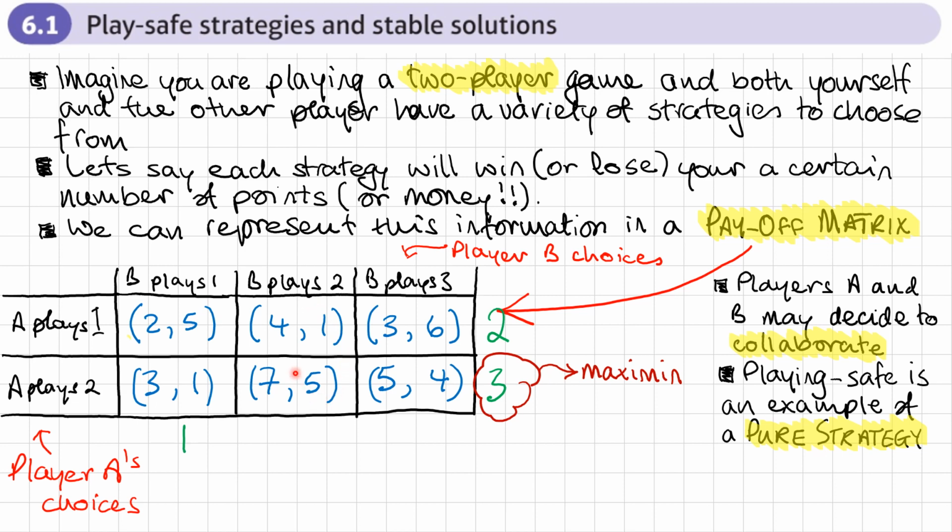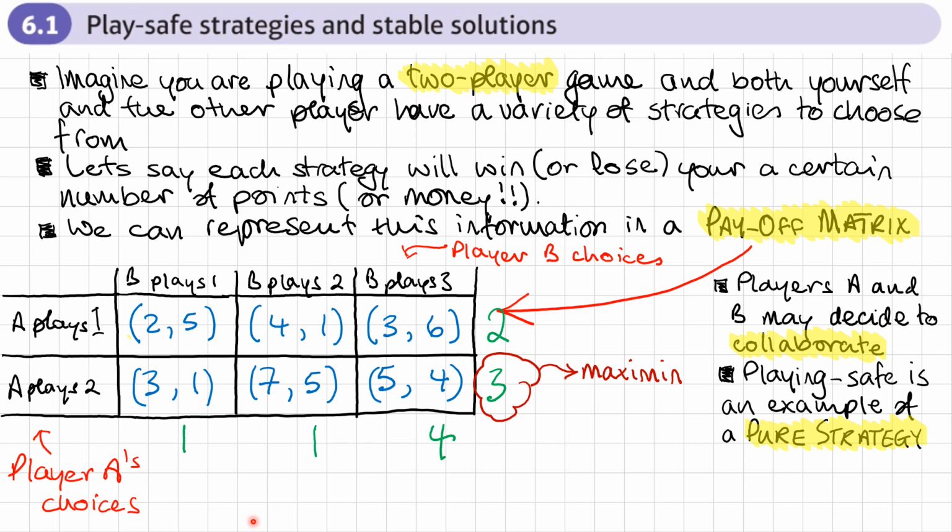Across here, the minimum they're going to win here would be 1 as well, if they play 2. And if they play 3, the minimum that they're going to win between 6 and 4 is going to be 4. Why have we picked the minimum? Because we're thinking about each player playing safe. So if player B plays safe, they're going to pick strategy 3, because it doesn't matter what A plays, they're going to win 4. Whereas in the other choices here, they're only going to win 1.